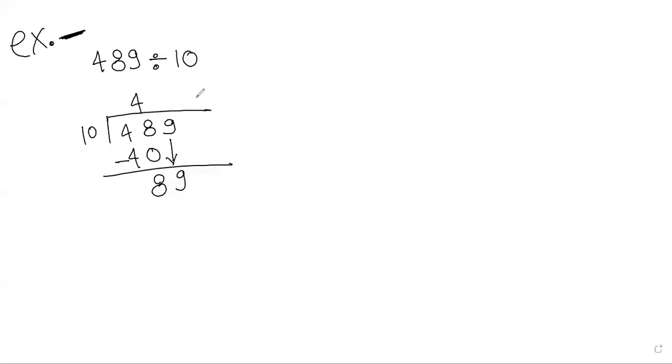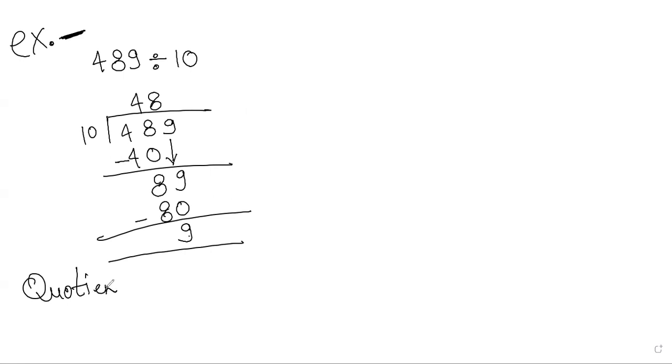Now divide. 10 8s are 80. Now subtract 80 from 89. When we subtract 80 from 89, our result is 9. Now 9 is smaller than 10. No digit is left in the dividend, so we will stop division here. Now quotient and remainder. Quotient is 48 and remainder is 9.